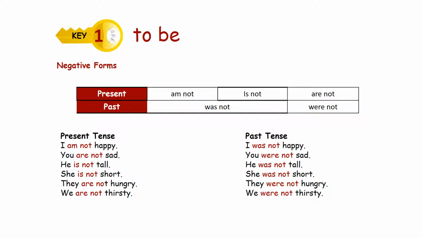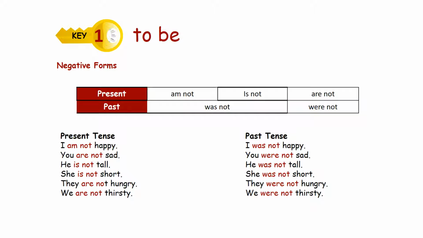Now let's talk about the past tense. Let's talk about what already happened. We're still working with the verb to be, but we're working with the past tense. So in the past tense, I was not happy. Was I sad? No, you were not sad.